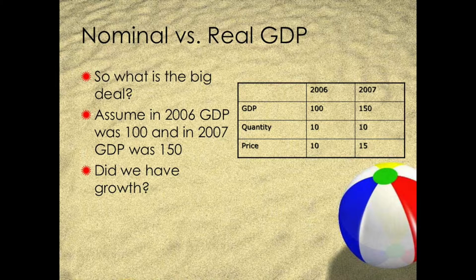Nominal GDP is 150 for 2007, but real GDP would still be 100 because we've got to take into account the increase in prices, the inflation. So therefore, there was no real increase in GDP between 2006 and 2007 in this hypothetical example.